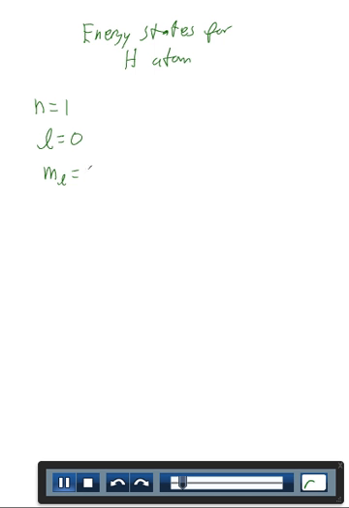Now let's consider the energy states for a hydrogen atom using all four quantum numbers. So the lowest energy level is n equal 1. And so if n equal 1, the only value L can have is 0. The only value m sub L can have is 0. M sub S can be plus or minus 1/2.